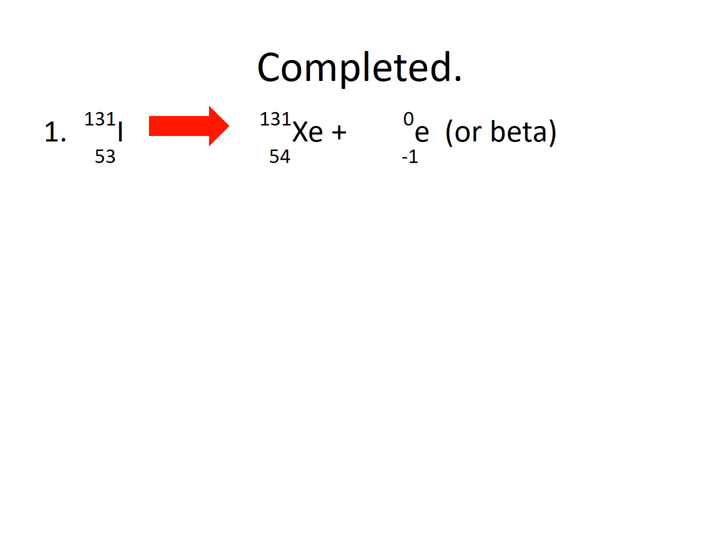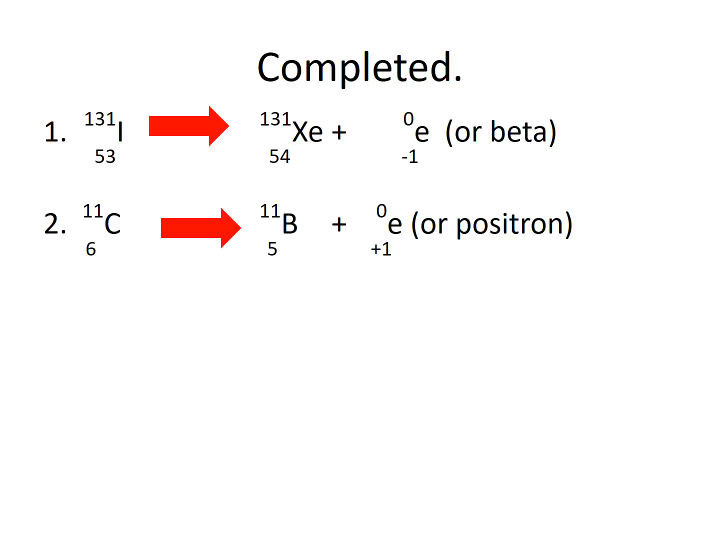Okay, let's see if you've completed them. First of all, the iodine-131-53 gives off a beta particle. You can either use e or the beta symbol. And it makes xenon-131. So iodine can turn into xenon. The second equation was carbon-11, giving off a positron, 0 plus 1, and turning into boron-11. Notice 11 equals 11 plus 0, and 6 equals 5 plus 1.